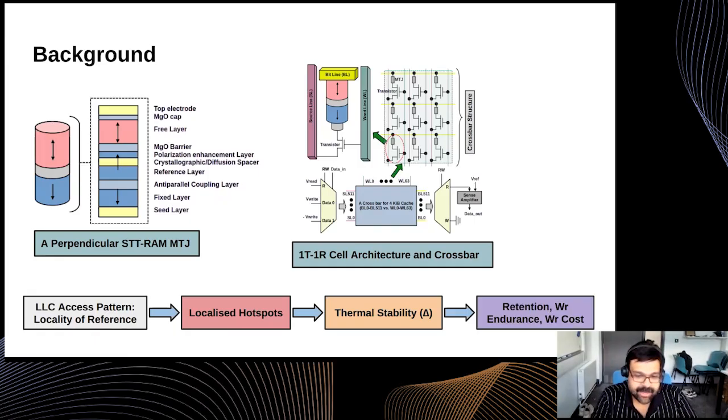However, this thermal stability will create some issues related to retention time, write endurance, and write cost. Write cost implies the write energy and write latency, as I mentioned earlier. And the entire term is retention time. So what is retention time? Retention time means that when you are writing a particular piece of data at some particular cache cell, how long that data will be retained in that area without getting any disturbance.